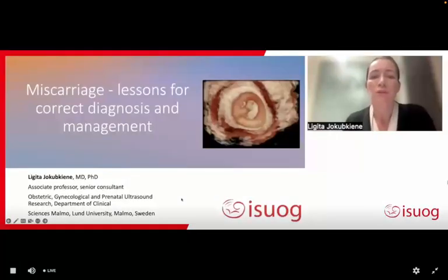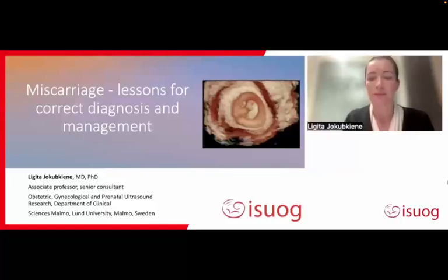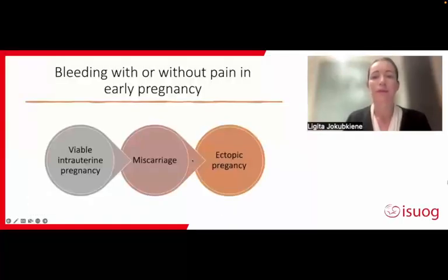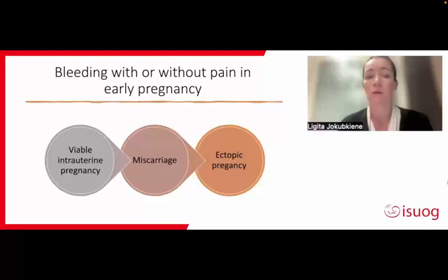So I'm going to talk about miscarriage, lessons for correct diagnosis and management. We meet women at the emergency department with bleeding in early pregnancy, with or without lower pelvic pain. We can also meet women at their regular viability control of the pregnancy, and in those cases we can find an intrauterine viable pregnancy. Some women turn out to have a miscarriage. Some turn out to have an ectopic pregnancy.